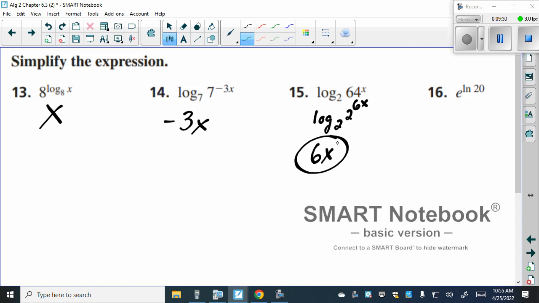And last but not least, e to the ln of 20 is going to be what? What is the understood base with the natural log? It's understood to be e. So we're saying e to the ln base e of 20. The base and what we put it to are the same, so they simplify out, leaving us with 20.